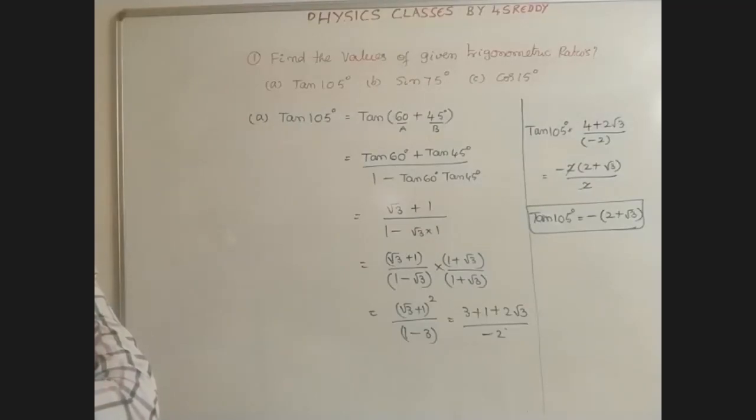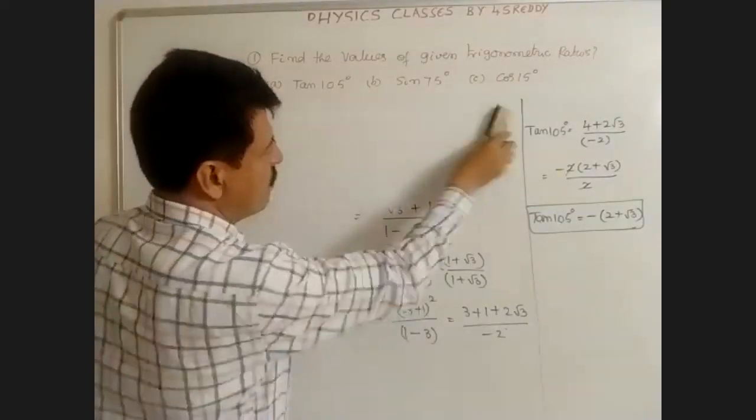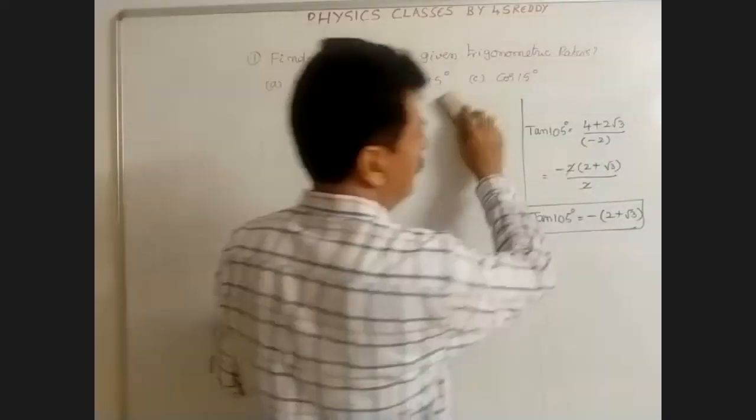So root 3 plus 1 by 2 root 2. Sine 75. Yes, sir. Yeah, that's right. Can I erase this one? Is it over?